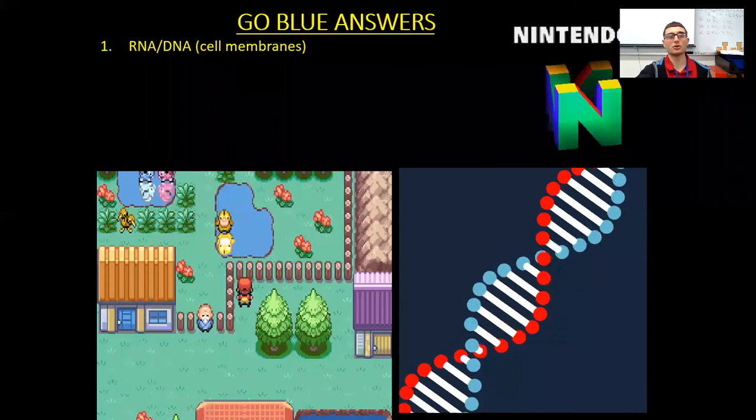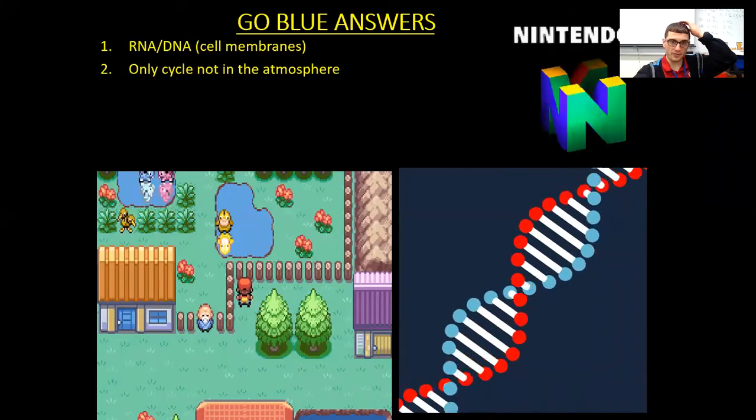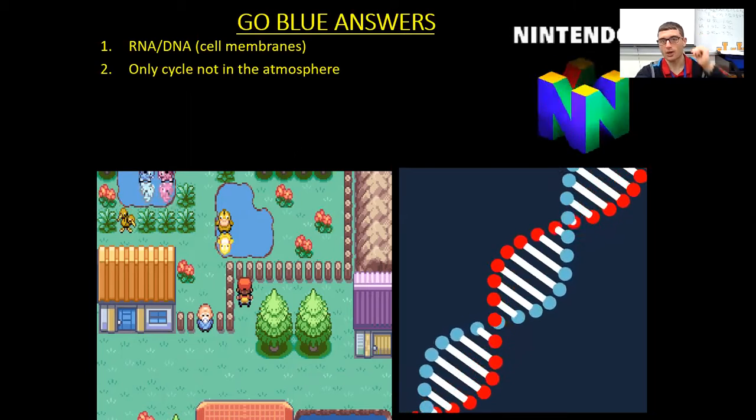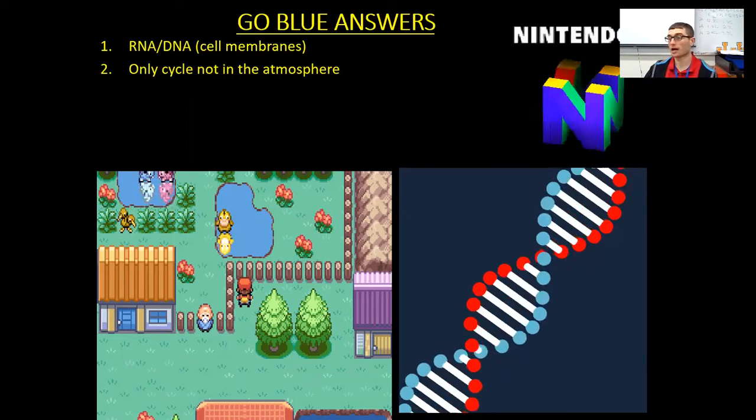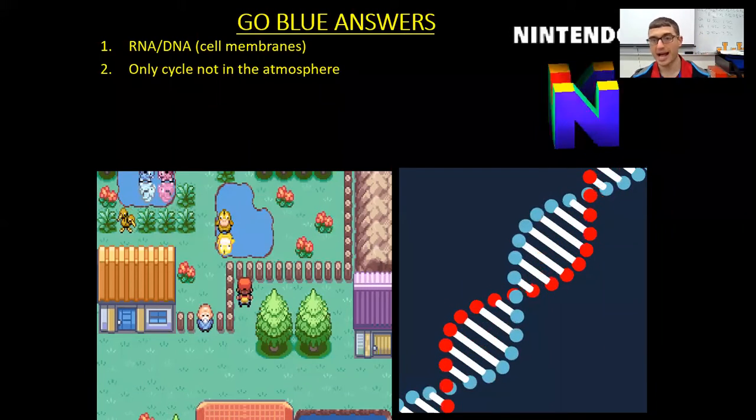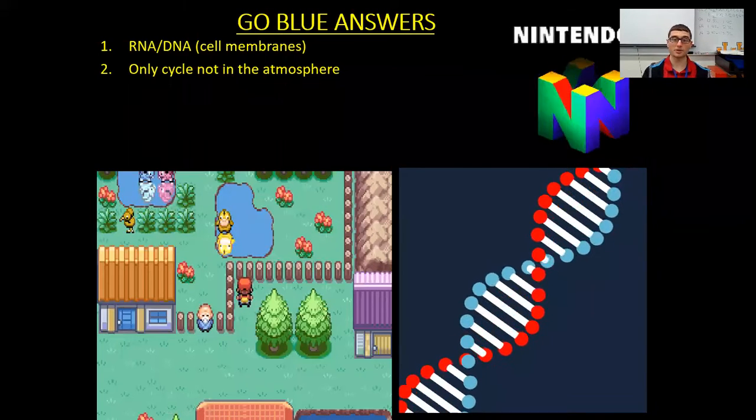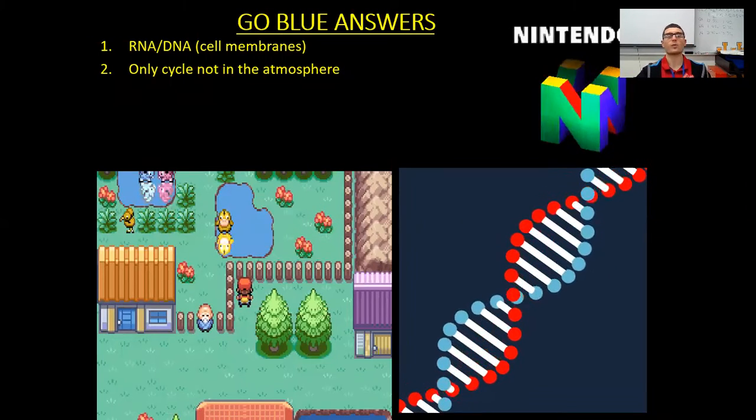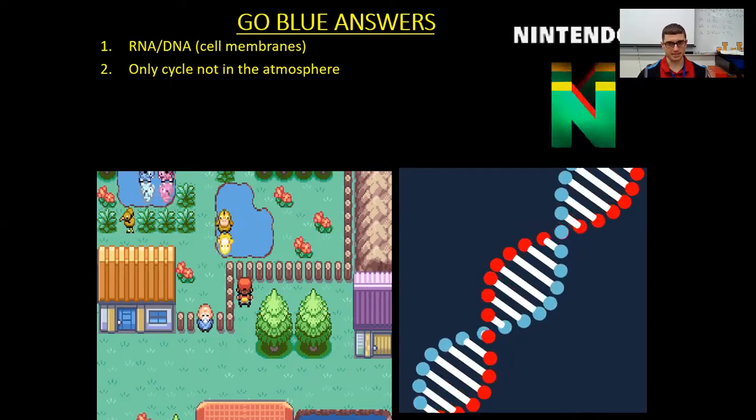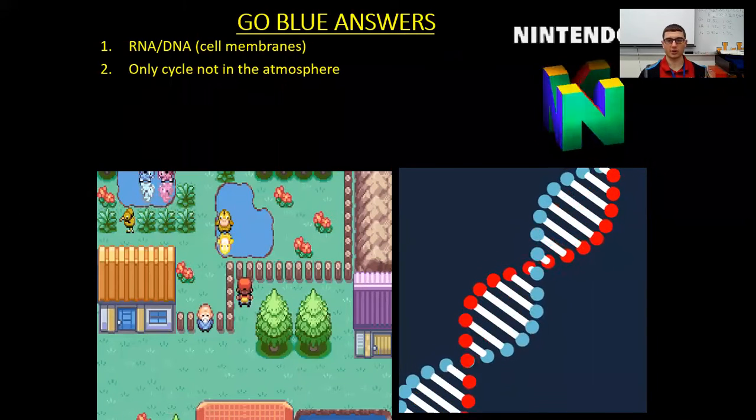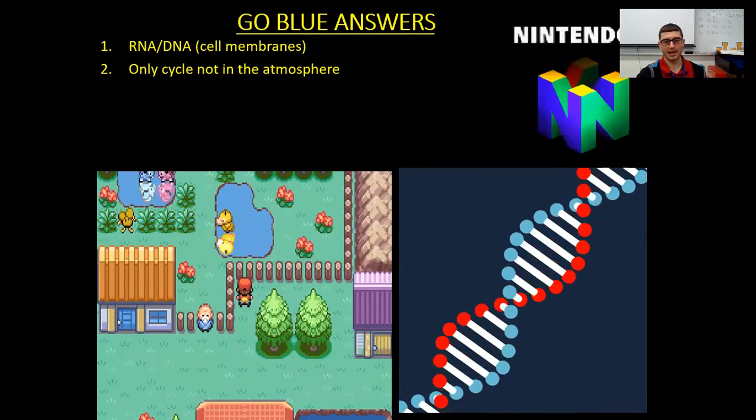Okay. Number 2, obviously with that answer, it is the only cycle not in the atmosphere. Again, the gas form of water is called water vapor. The gas form of carbon is called carbon dioxide. We're not concerned with a phosphorus gas because there is none. It's the only cycle of the cycles we've discussed that is not in the atmosphere.